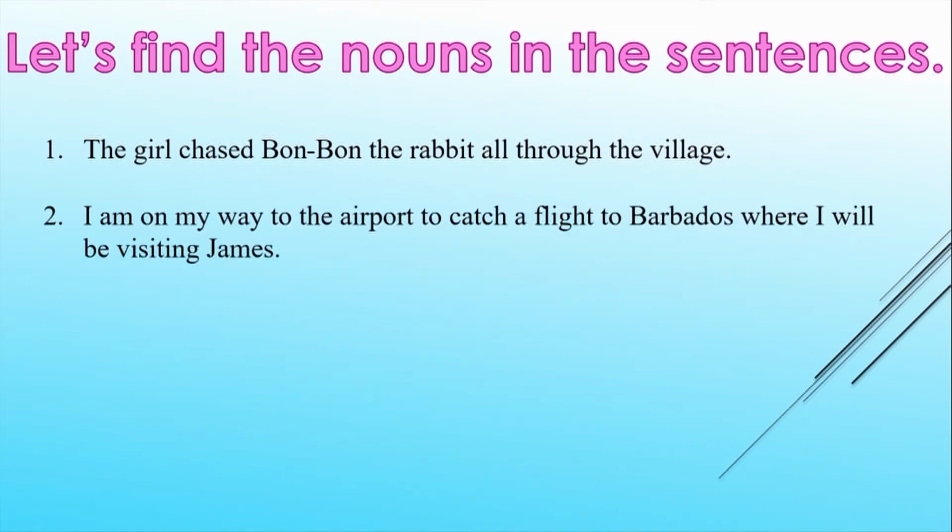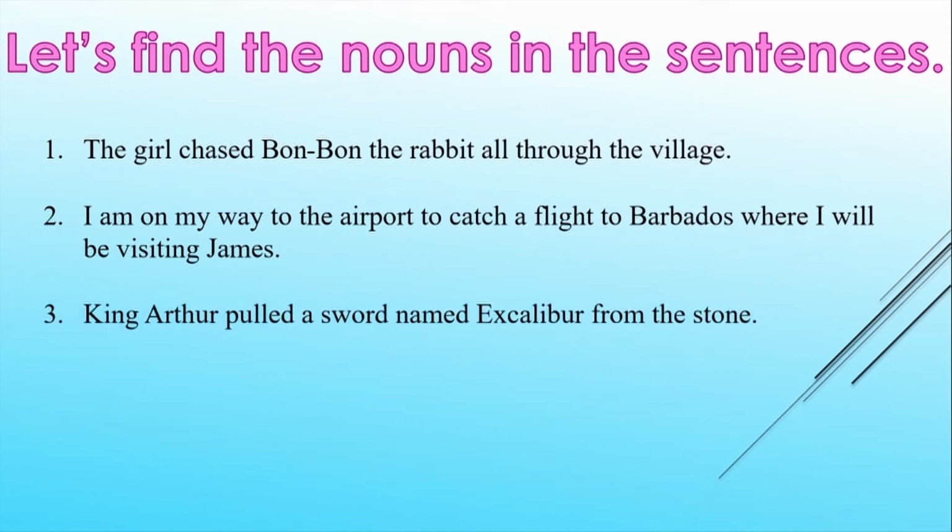For number two: I am on my way to the airport to catch a flight to Barbados, where I will be visiting James. I am on my way to the airport to catch a flight to Barbados, where I will be visiting James. King Arthur pulled a sword named Excalibur from the stone. Right? King Arthur pulled a sword named Excalibur from the stone.